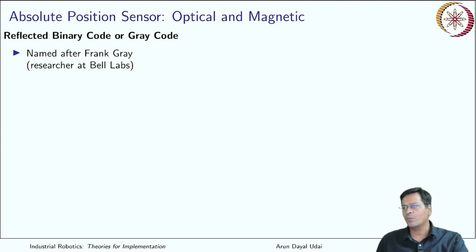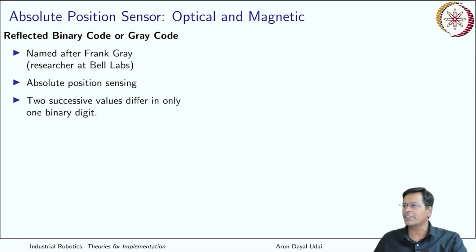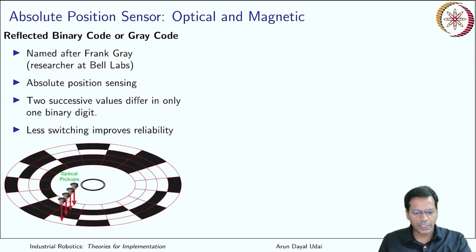Okay. So one of them is the reflected binary code or gray code sensor. It is named after Frank Gray, a researcher at Bell Labs. Okay. It is used for absolute position sensing. Two successive values differ only by one binary digit. So two successive values should differ only by one bit. Let us say I have coded this disk by a binary digit of 3 bits. So what do you see?